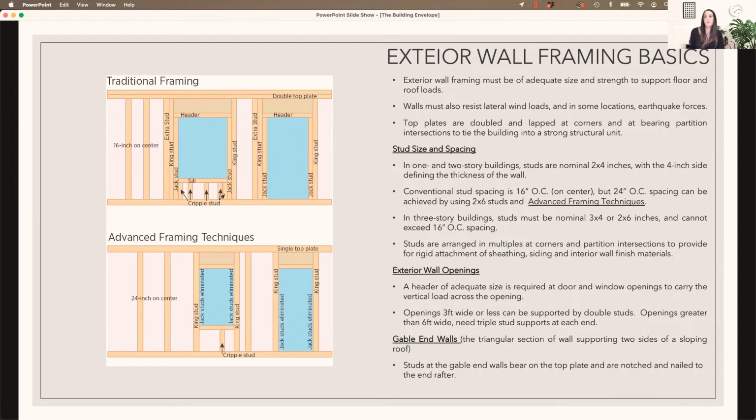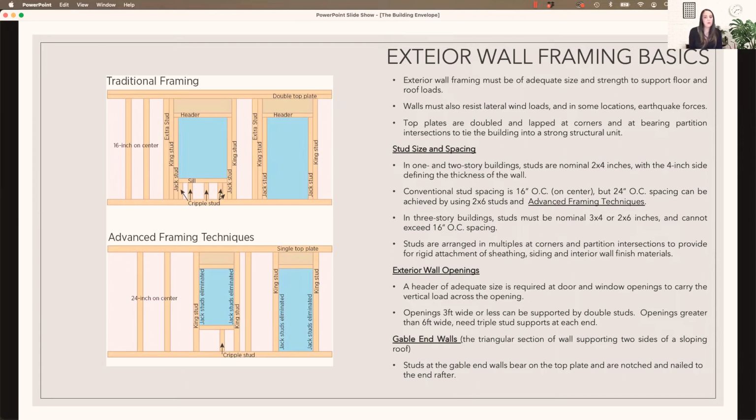So when we're talking about penetrations or openings, openings that are 3 feet wide or less can be supported generally by double studs, 2 studs that go vertically. And openings 6 feet wide or greater need to have triple support studs at each end to support that opening.